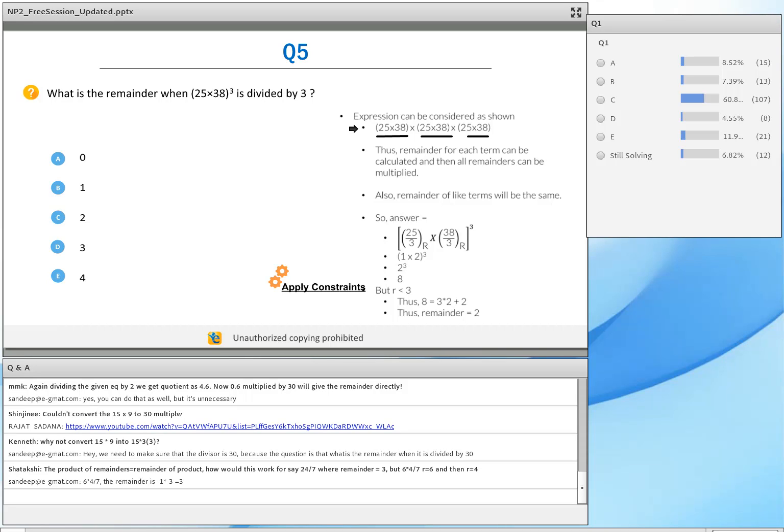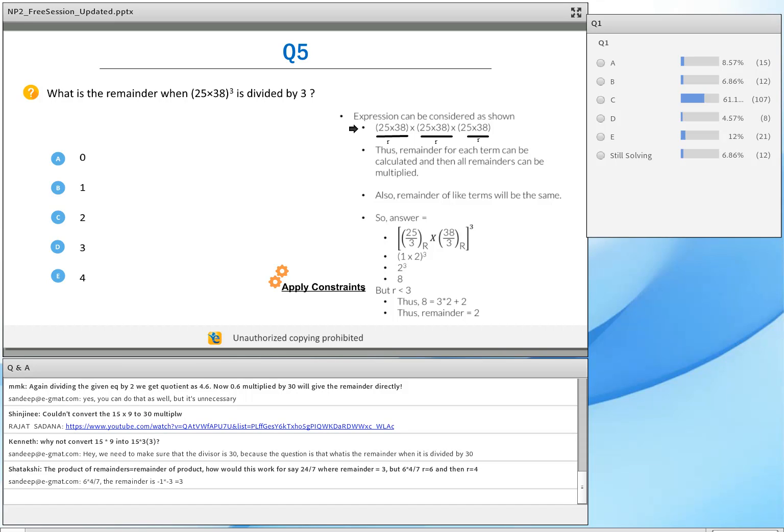Why? Because if the remainder over here is going to be r, the remainder over here is also going to be r, the remainder over here is also going to be r. Let me just move these remainders to the right position. So it's going to be r here, r here, and r over here. So it's going to be r cubed.